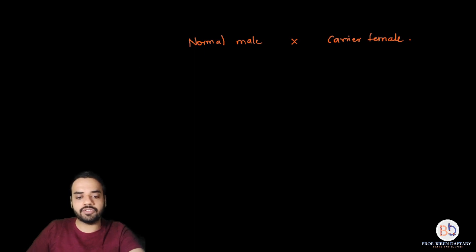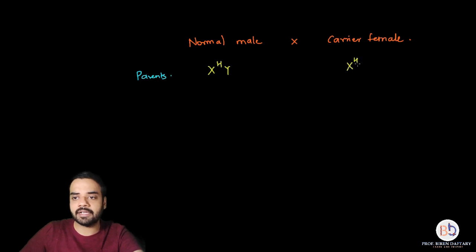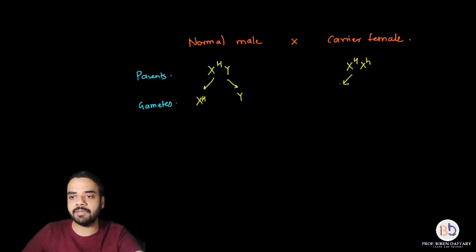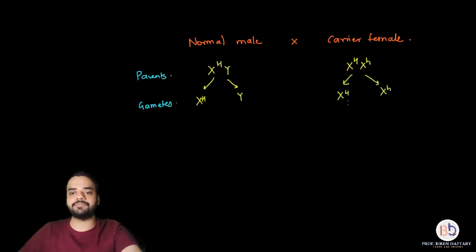So again, writing down the genotype. First of all, let us write over here parents, right? The genotype of the normal male is X capital H Y, and the carrier female will be X capital H X small h. The next thing that we do is we have to write down the gametes, correct? Can you tell me what will be the gametes? One will be X capital H in the case of males, and the other one will be Y. And in the case of females, it will be X capital H, and the other one will be X small h. Right?